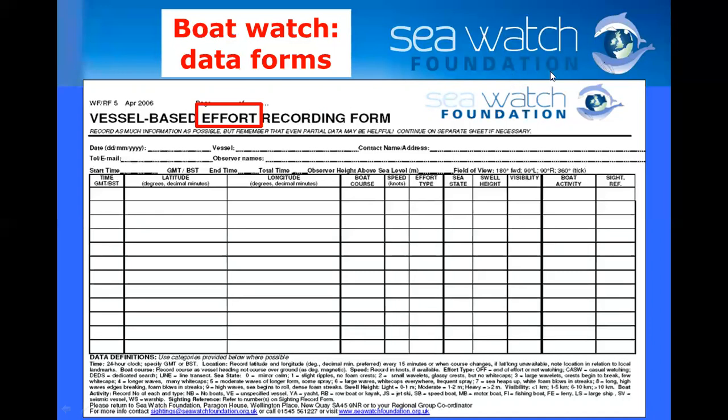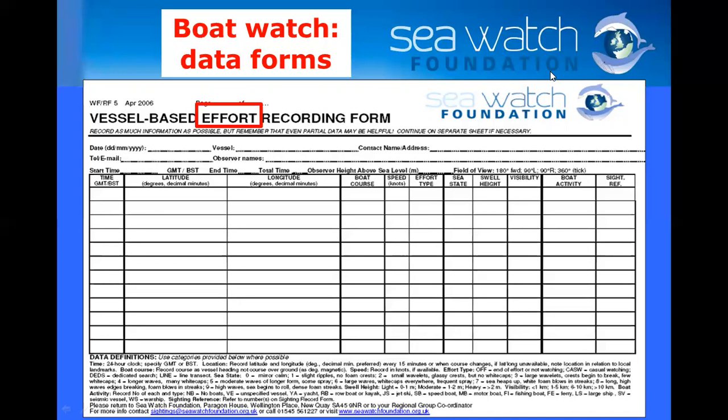The important thing to remember is that when you're boat watching, your platform, which is a boat, keeps on moving. That's why there's a really large table for the effort, and it tells you to mention latitude and longitude at certain times. You need to let us know where you are, because you keep on moving, differently from a land watch where you're always in the same place. So every 15 minutes, when the column says time, you're going to write the start time of every 15 minute block.